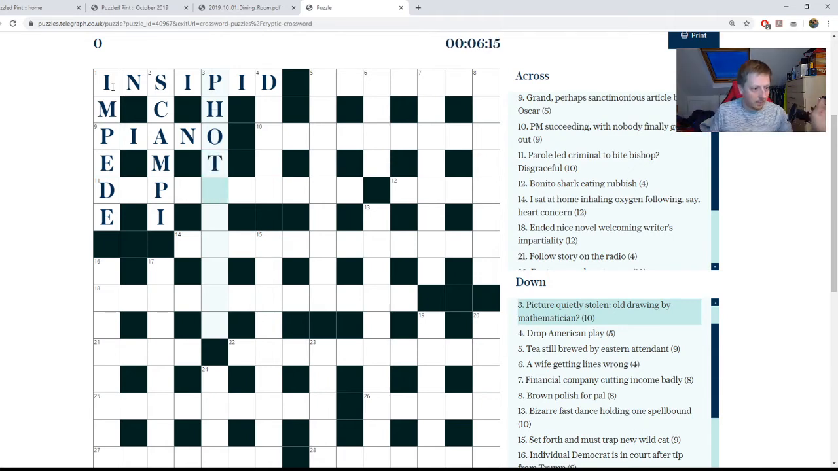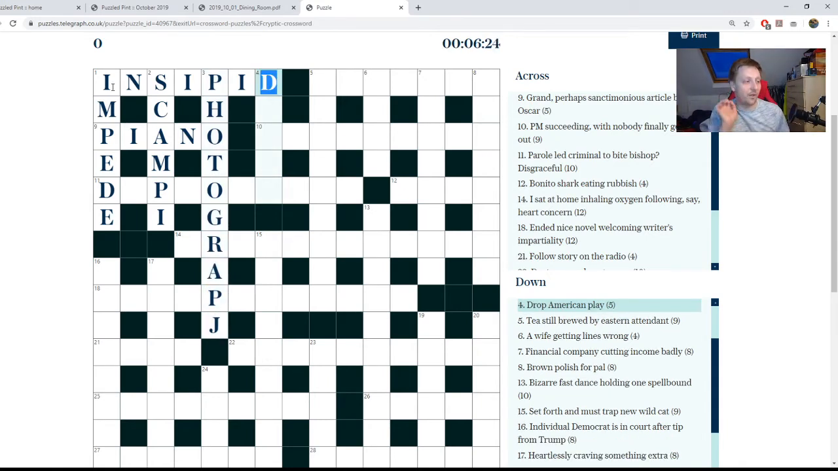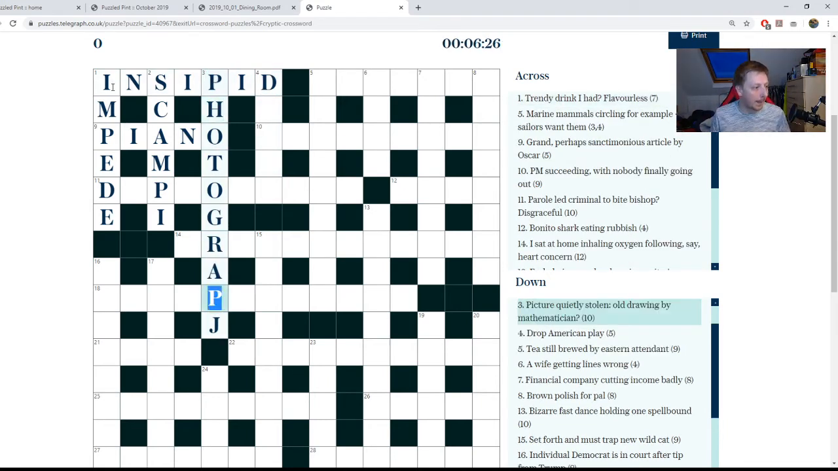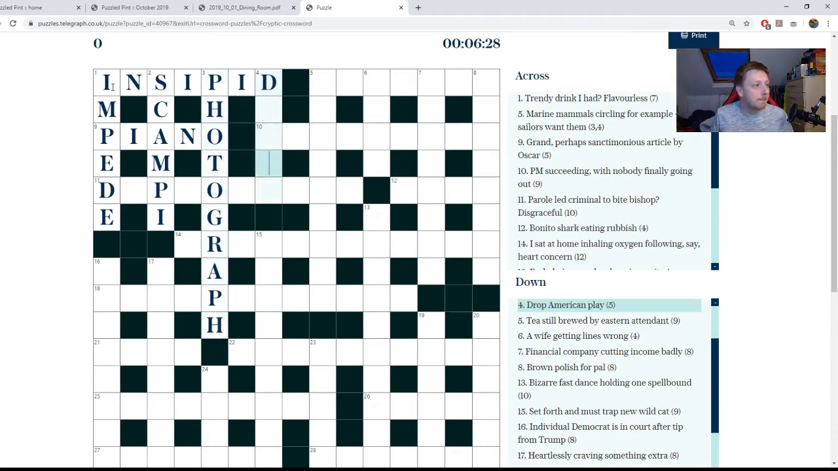So, quietly is P. Stolen is hot. O is old. Drawing by mathematician would be a graph, and then you get a picture, which is a photograph. There we go. I never know how much time to allow in giving hints, because I don't want you guys to get bored, and equally I don't want to go straight through it and have you go, what was that? So do tell me to speed up or slow down. Drop American play.